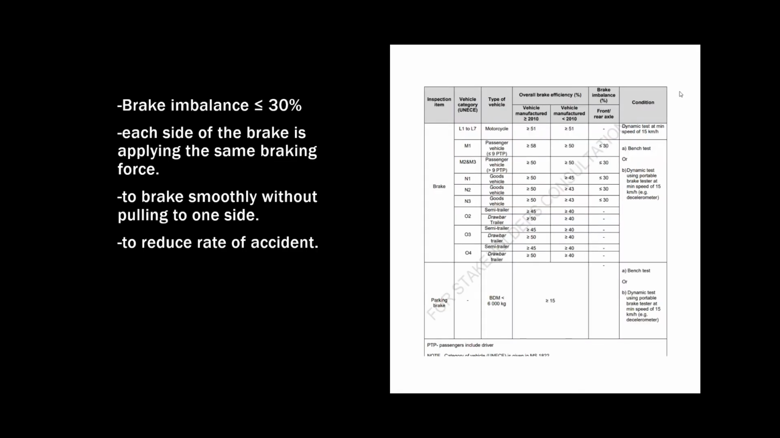So from this table, you can see inspection item brake, vehicle category M1, type of vehicle passenger vehicle, and the brake imbalance here, which is the front and rear axle, must be less than or equal to 30%. So this is to ensure each side of the brake is applying the same braking force for the vehicle to brake smoothly without pulling to one side, either left side or right side. This is to reduce the rate of accidents.